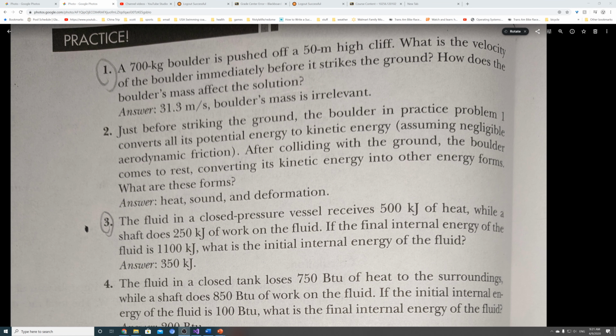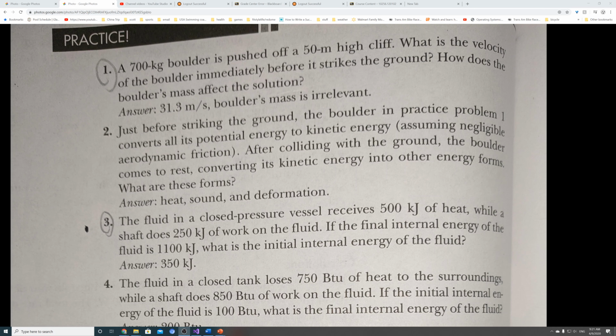If we just think about this problem a little bit, what do you have? The boulder has some potential energy associated with it, so it has energy essentially stored in the gravitational field, and after you push it off, of course it starts to fall. As it falls, it accelerates and gets to a certain velocity just before it hits the ground.